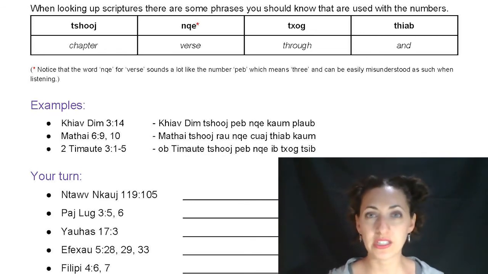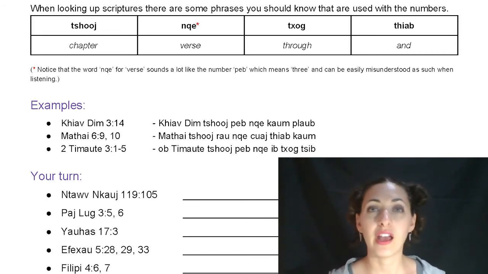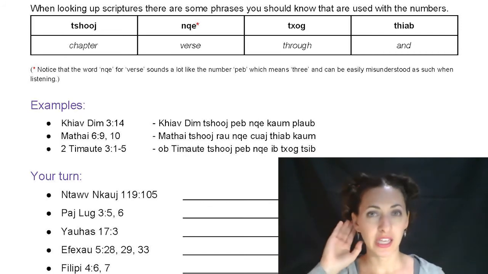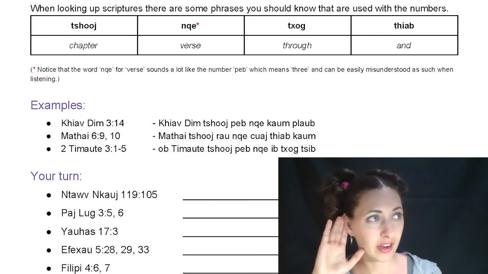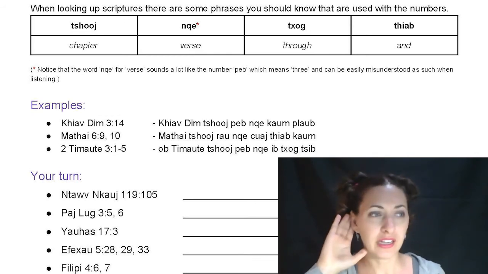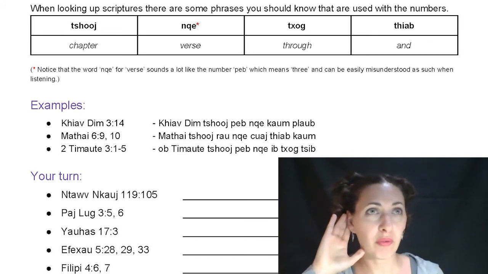Good. So here's the 3 examples that are on the worksheet. First we have kia đi, chong, bay, ngay, gao blau. Kia đi, chong bay, ngay gao blau. Kia đi chong bay ngay gao blau.